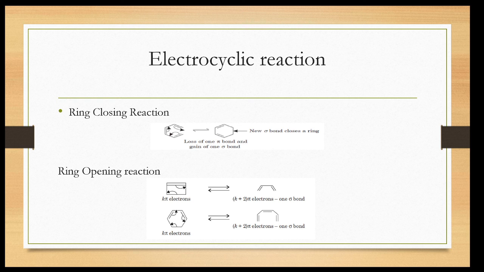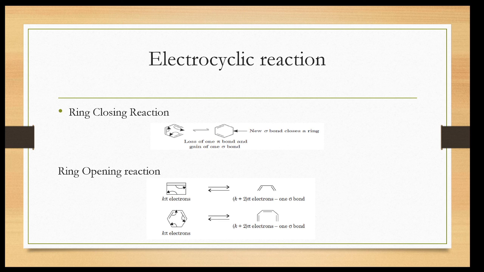Today we are studying the pericyclic reaction. We will identify the different types of pericyclic reaction. The pericyclic reactions are classified into four types. One is electrocyclic reaction. Second is the cycloaddition reaction. Then the third is sigmatropic rearrangement, and the fourth is group transfer reaction.